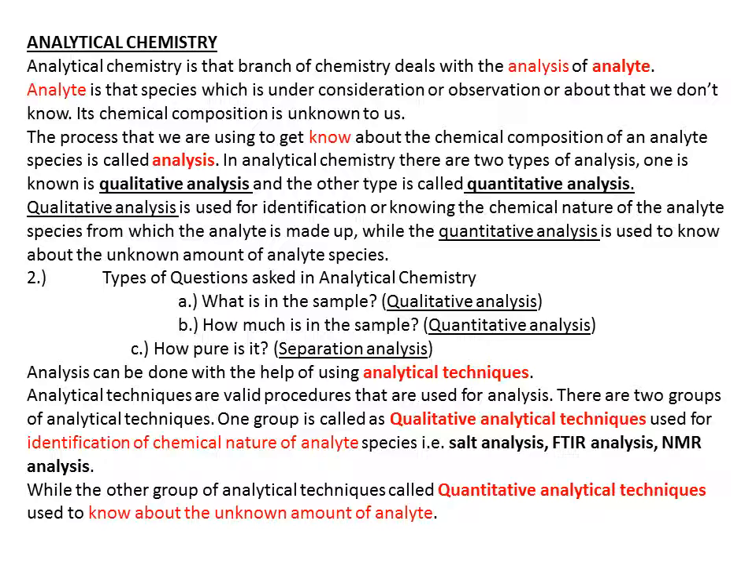There are two groups of analytical techniques. One group we call qualitative analytical techniques, used for identification of chemical nature of analyte species. For example, salt analysis, FTIR analysis, NMR analysis. While the other group of analytical techniques, that is called quantitative analytical techniques, used to know about the unknown amount of analyte.